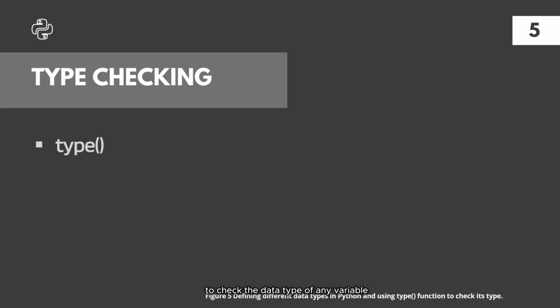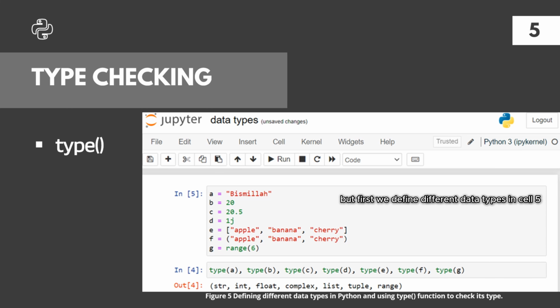To check the data type of any variable, we can use the type function. But first, we define different data types in cell 5, using variables from A to G. Variables A, B, and C are string, integer, and decimal or float variable data types, while variable D is declared as complex by using the J alphabet with the digit.